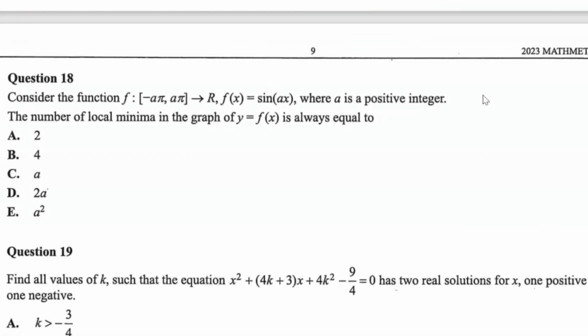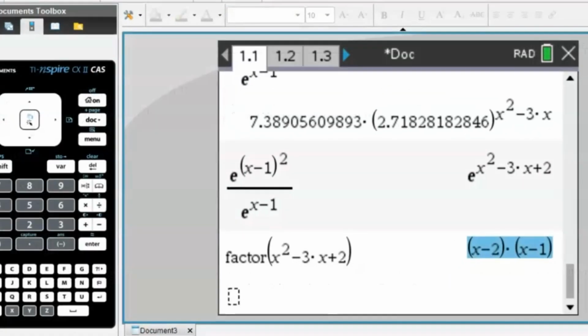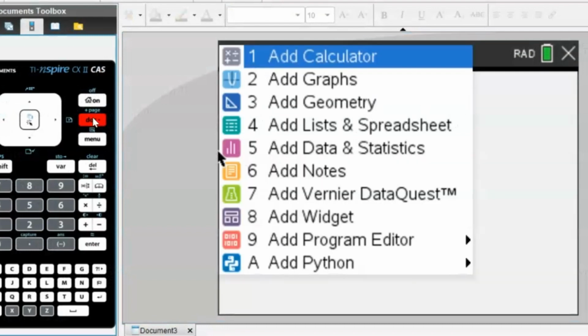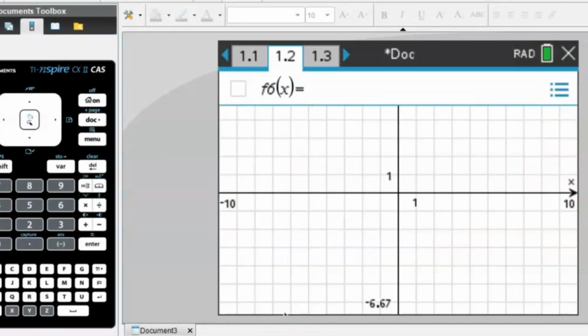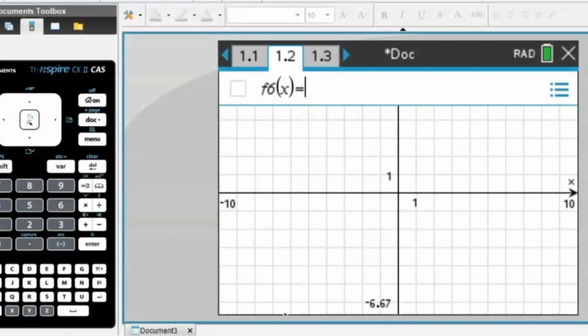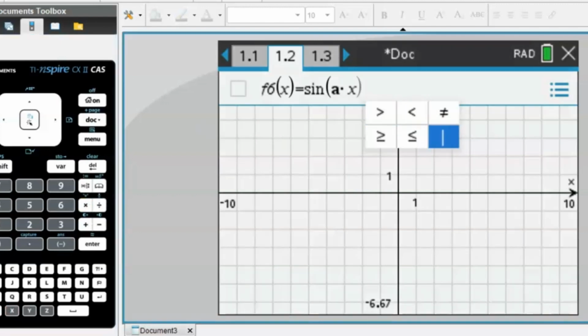All right, consider the function f of x equals sine a x, between negative a pi and a pi, where a is a positive integer, and the number of local minima in the graph y equals f of x is always. I would actually use the CAS, so let's use our CAS. All right, new page. We just have to restrict our domain.